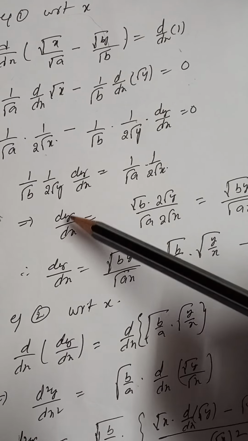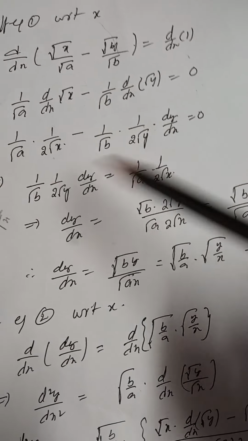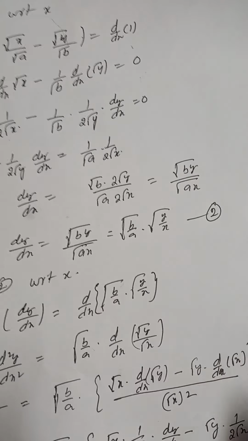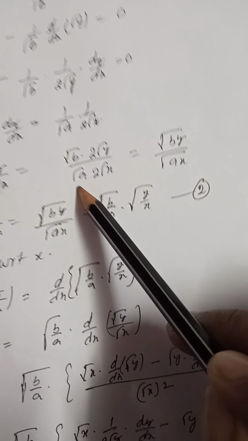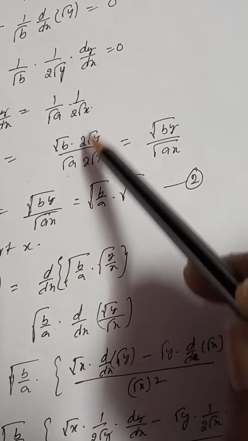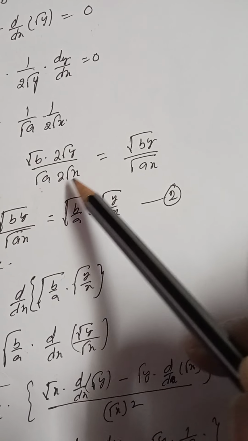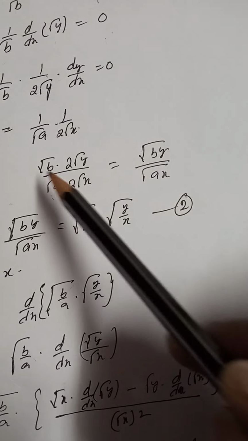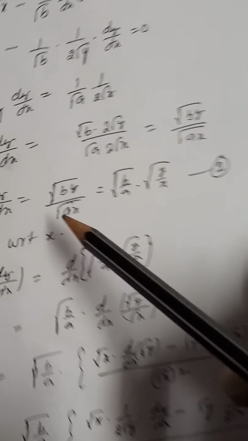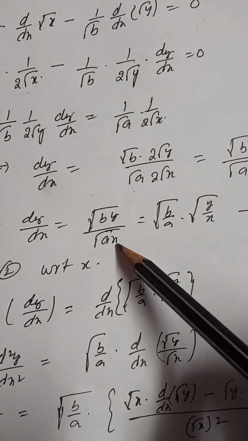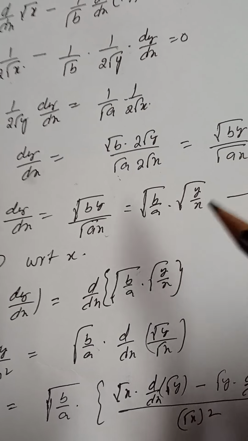Now we want dy by dx only. For dy by dx only, we are transporting this denominator to the right hand side, and it becomes the numerator on the RHS. Therefore, dy by dx is equal to minus root b into 2 root y by root a into 2 root x. Of course, 2 gets cancelled. You can write root of by by root of ax. Root a into root x can be written as root of ax, and root b into root y can be written as root of by. Or you can separate the terms like this. Therefore, dy by dx is equal to minus square root of b by a into square root of y by x.